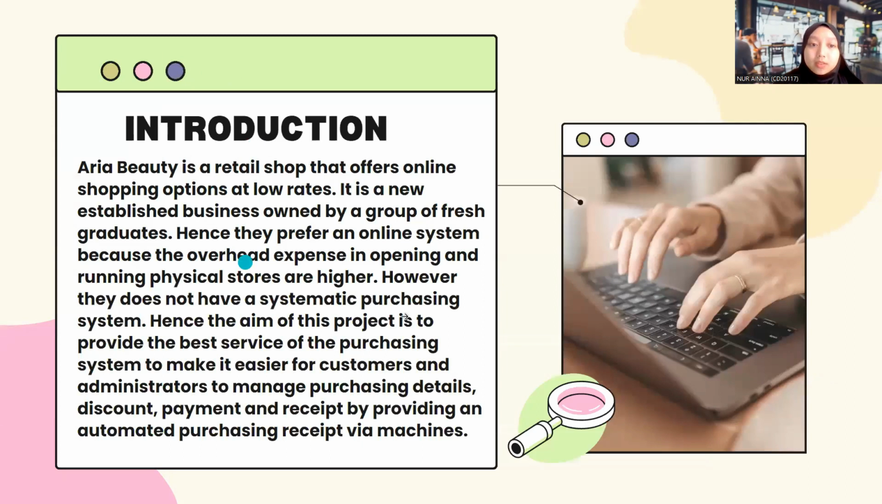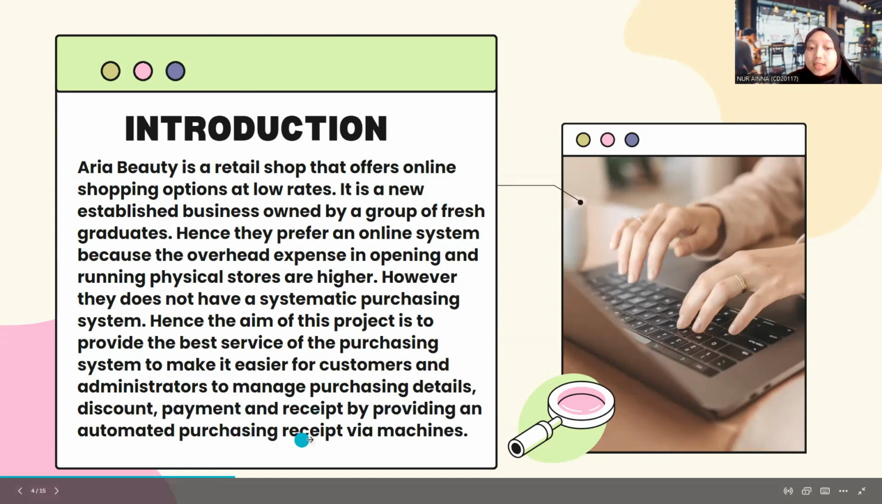For the background study, Arya Beauty is a retail shop that offers online shopping option at low rates. It is a newly established business owned by a group of fresh graduates. Hence, they prefer an online system because the overhead expense in opening and running a physical store is higher. However, they do not have a systematic purchasing system. Hence, the aim of this project is to provide the best service of the purchasing system to make it easier for the customers and administrator to manage purchasing detail, discount payment and receipt by providing an automated purchasing receipt via machine.